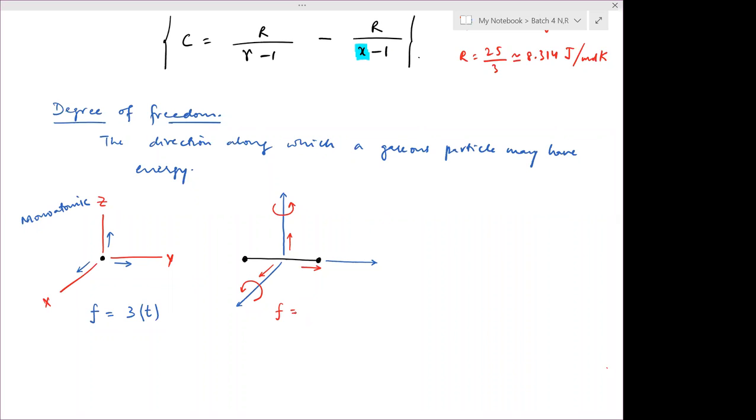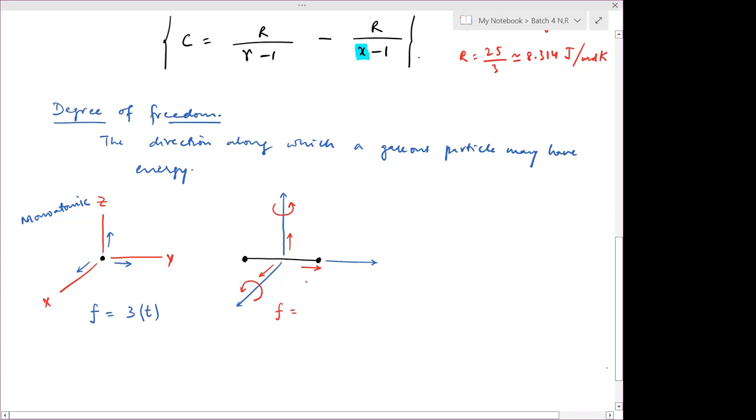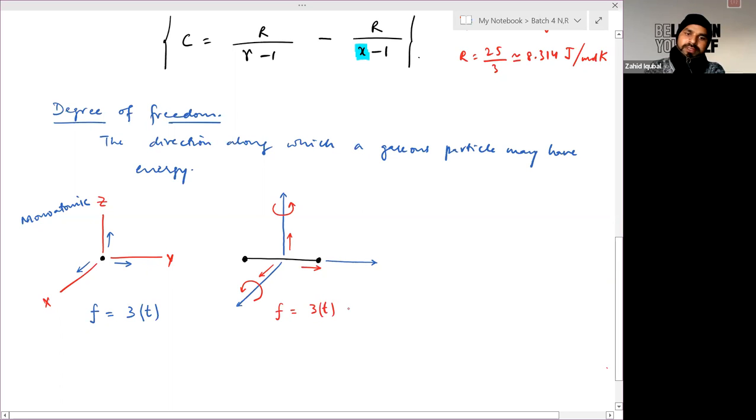Five, sir. Good. Raza, is it clear how it is 5? Yes, sir. It's 3 due to its translational motion and 2 due to its rotational motion. So in total, it will have 5 different ways of energy containing in case of diatomic.